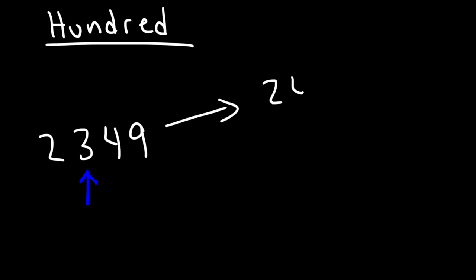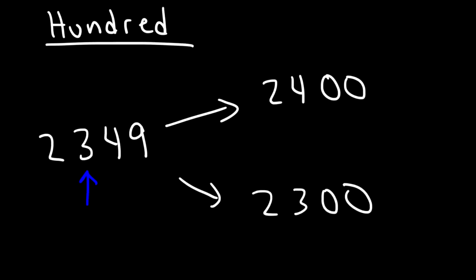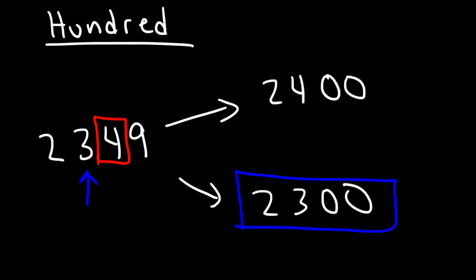So let's say we have the number 2,349. So this is the hundreds place. So it's either going to go up to a 4 followed by 2 zeros, or it's going to go down to a 3 followed by 2 zeros. So looking at the next number, this is 4 or less, so we're going to round it down to 2,300, and that's the answer.